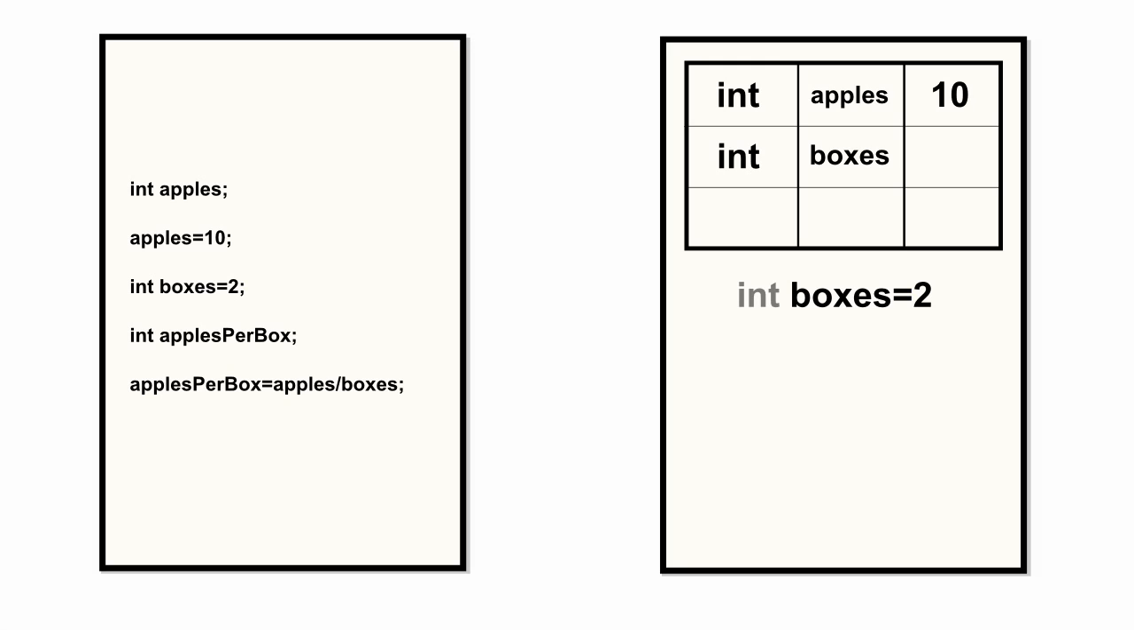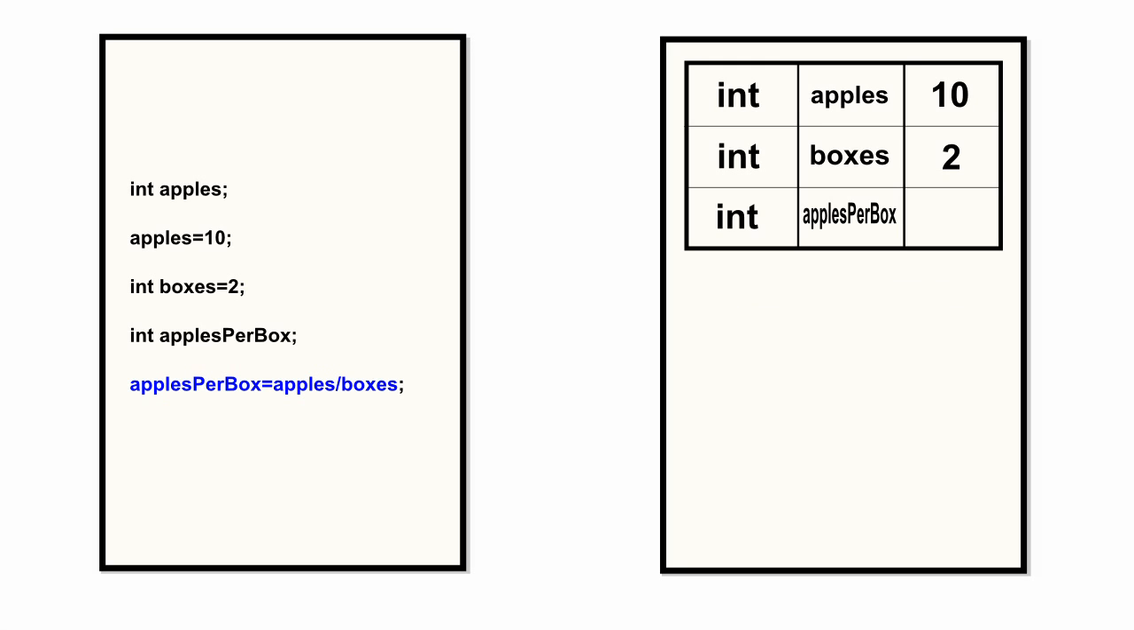Any operations left? Yes. So back to step 1. We only have equals left now, which therefore is the most important one. Nothing we need to look up, and performing the operation means setting the value for boxes to 2. And we're good. Next instruction. Int apples per box. You now know what that does. We simply create a new integer variable called apples per box. And now our final instruction, apples per box equals apples divided by boxes.